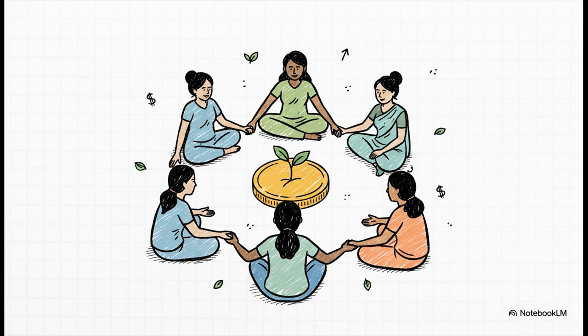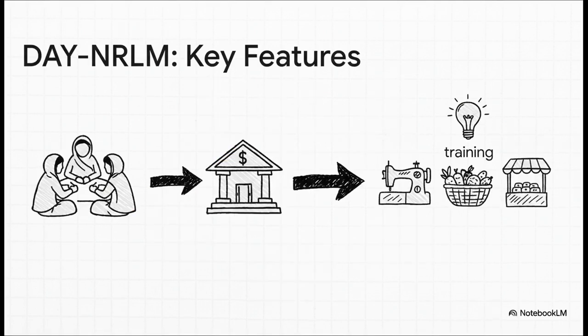Next, we have DAY NRLM. Now, if MGNREGA is about wage employment, think of NRLM as being all about self-employment and creating small businesses. Its core strategy, its main weapon, is organizing the rural poor, especially women, into self-help groups, or SHGs. And boom, this is where NABARD plays a starring role.